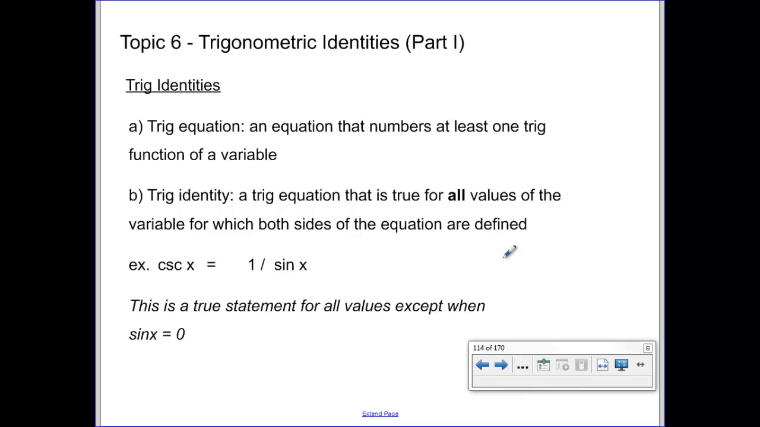These are called trigonometric identities. These are kind of a weird concept. So let me start by illustrating a difference between an equation and an identity. Here's an example of a trig equation: 2 sine theta minus 1 equals 0.